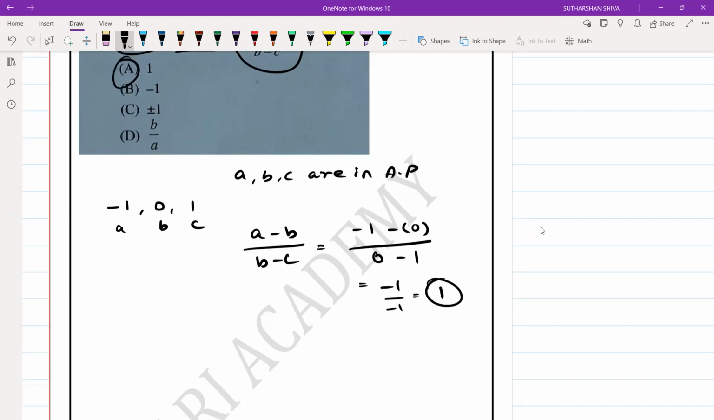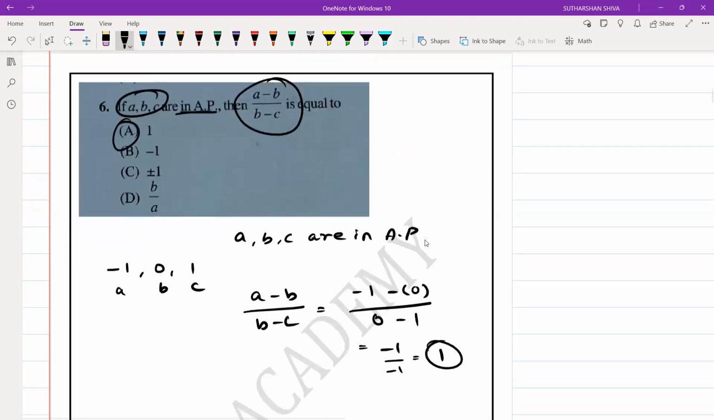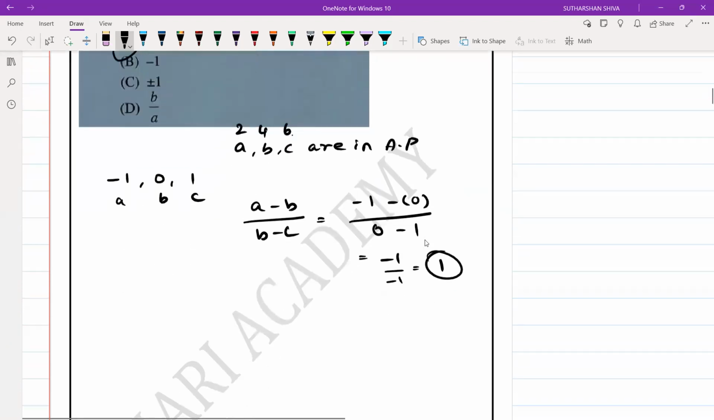So my answer is option A. Always assume these values. Or you can also assume the values 2, 4, 6.